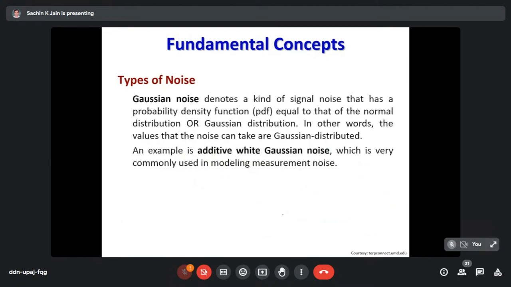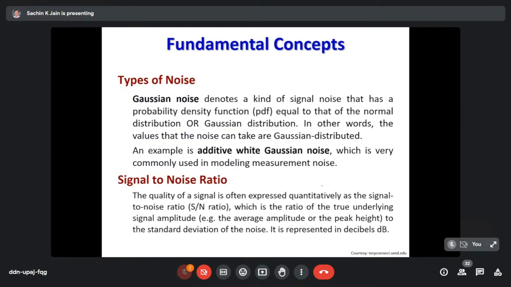Now, what is Gaussian noise? When your noise follows a probability density function or distribution which is like a Gaussian distribution or normal distribution, that is your Gaussian noise. For example, additive white Gaussian noise is very commonly used in modeling of measurement noise, and you might have seen in MATLAB AWGN is the command for that, meaning add white Gaussian noise, that is used to add noise. It is always defined in decibels.